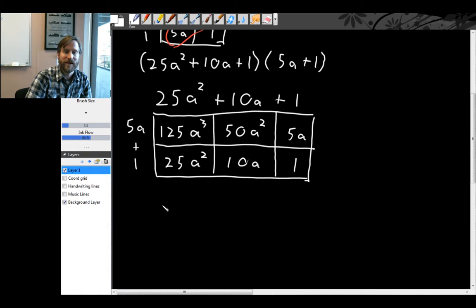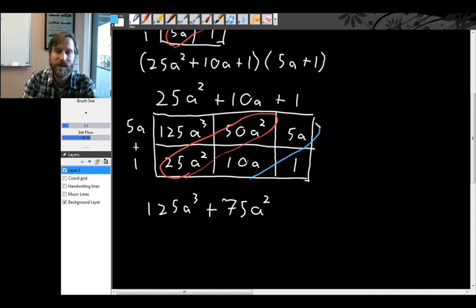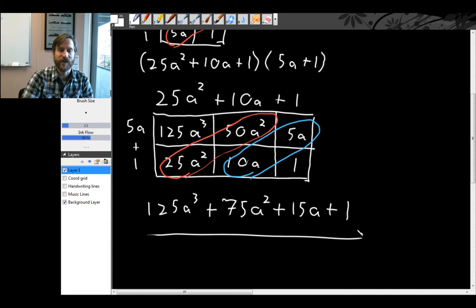And now we'll combine all our like terms. In the upper left-hand corner, we have 125a cubed plus, now we need to start combining like terms. Here we have two terms that have a squared. So 50 plus 25 is 75a squared. And here we have two terms that both have a. So 5a plus 10a, that's 15a. And then plus 1. So there's our final result, 125a cubed plus 75a squared plus 15a plus 1.